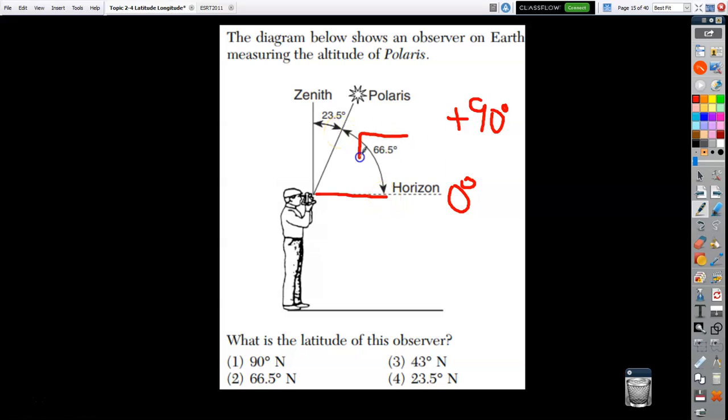So the angle you're looking at is this one. You get rid of the complement. You don't want the top one up here. You want this one, the lower one. And so if this guy sees Polaris at 66.5, and then the question is, what is his latitude? 66.5 north. So whatever the angle of Polaris is the same as your latitude.